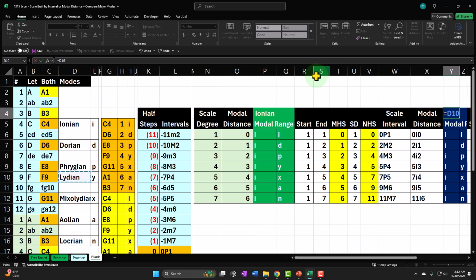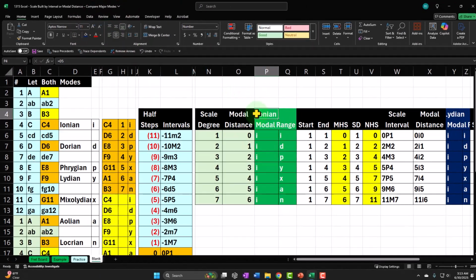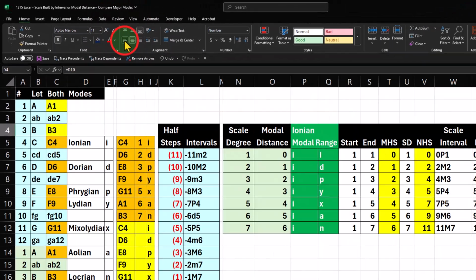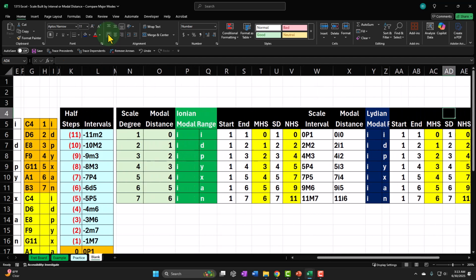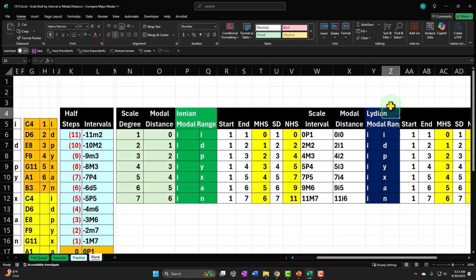So we're going to go to the Lydian. I'm going to left align the Lydian, which is something I possibly could do over here. I want to left align it instead of having it centered. So this should be left aligned. Okay, that makes it a little better. And then this one maybe needs to be a little bit longer so I can see it says modal range right there. And then the Ionian, this says Ionian.